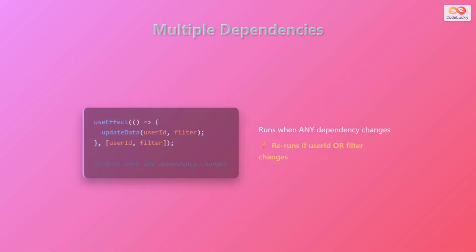You can include multiple variables in the dependency array. The effect function will run whenever any of those variables change. For example, the effect runs when either the user ID or filter changes. This means the effect will rerun if user ID or filter changes.